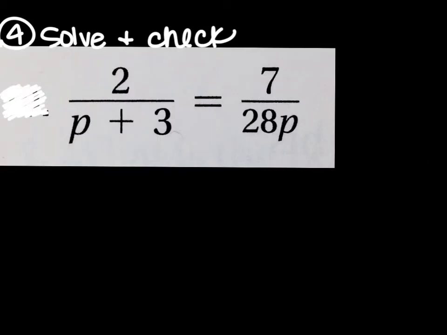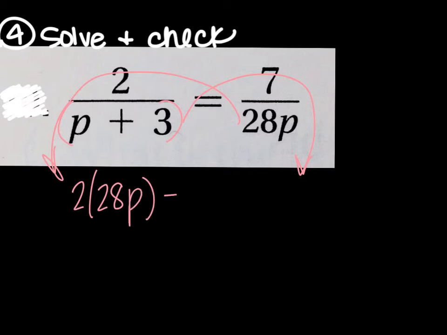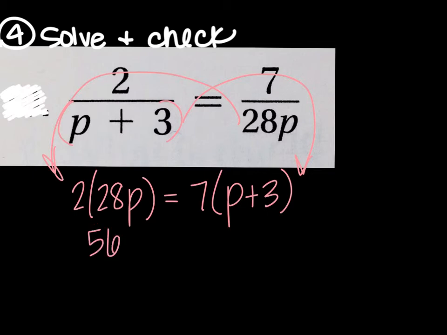All right, this one's actually easier. This is a proportion, so what you want to do is do the cross product. Put it in parentheses if you need to. You know how to solve a proportion. So that's going to be 2 times 28p equals 7 times p plus 3. And we get 56p equals 7p plus 21. And you just solve it.